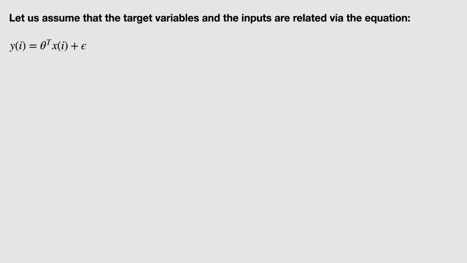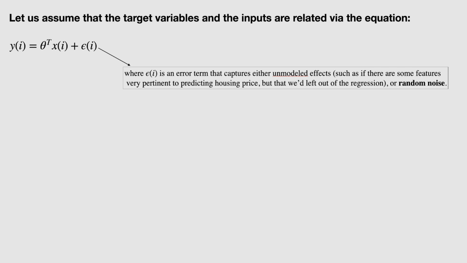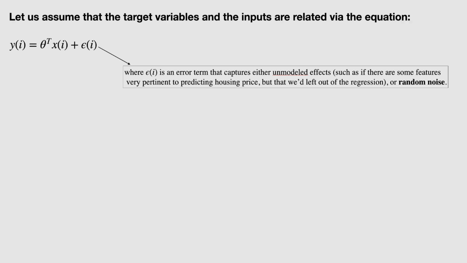Before starting, we are going to make a few assumptions, and this is one of them. Let us assume that the target variable and the inputs are related via this equation. If you see this equation, it kind of looks like a linear y equals mx plus c, but here this equation is completely different, it's not a linear equation. Here, eta of i is an error term, and that captures unmodeled effects, such as if there are some features which we did not consider, like floor area, or it could be anything. We call this random noise.